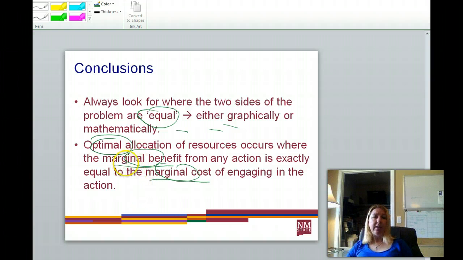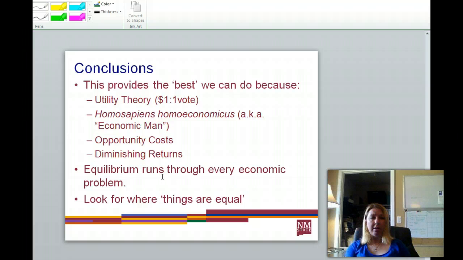And this is basically saying that on the consumer side of the problem, the benefit side of the problem, we're getting the maximum amount of benefit that we can for our least amount of cost, and that maximizes our resource use. And that's where we want to finish off the story of equilibrium pretty much. And so just to summarize a little bit, this provides the best we can do because some of the underlying assumptions that we use to come up with that, or that we have, this provides the best we can do because of the utility theory that underlies everything.